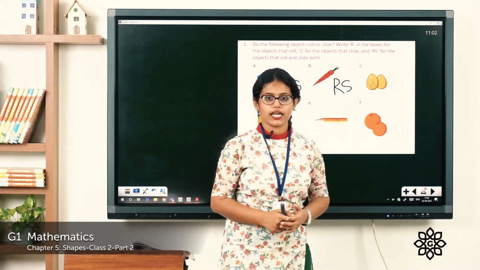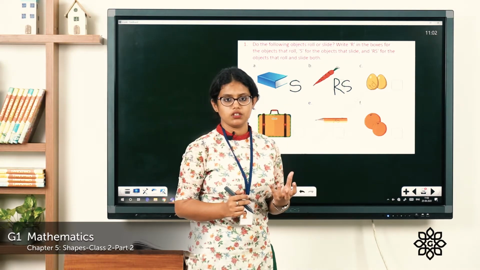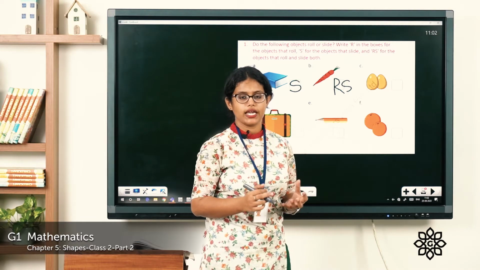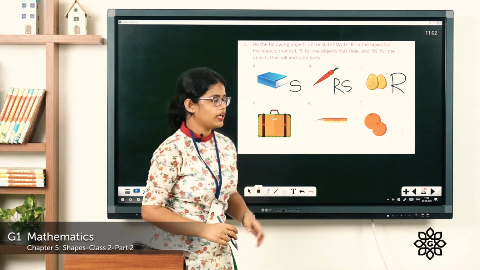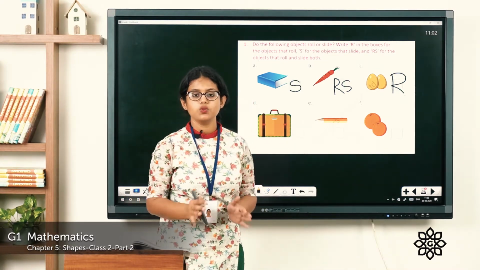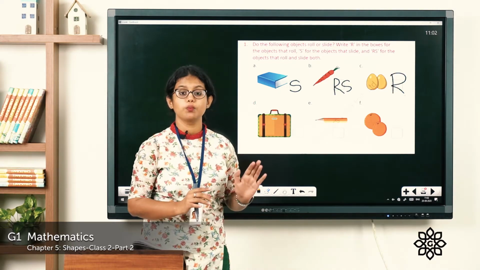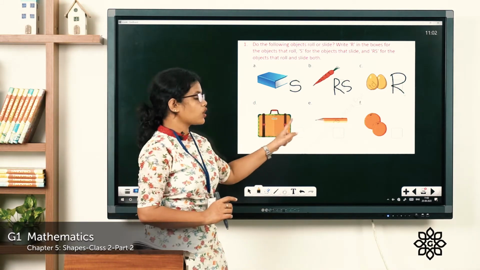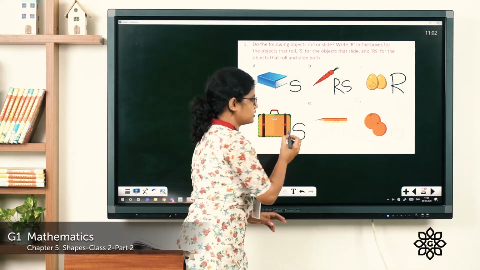What about the next one? It's an egg. If you place it on a table, how will it move? It starts rolling. So this will roll, and you can write it here R. And the next one, what is this object? It is a bag. When you place it on the table, will it roll? No. When you push it, it will slide. This can only slide because it has a flat surface. So the answer is slide.